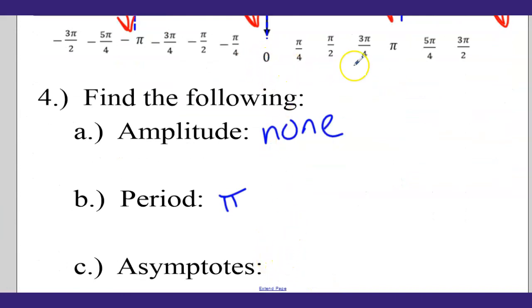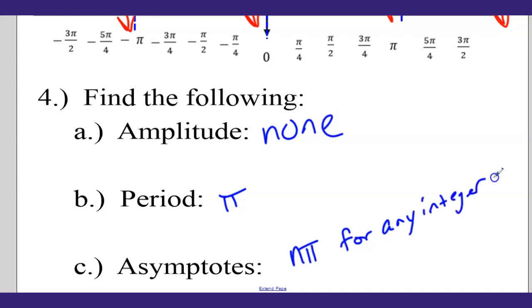Because this right here, 0 is at 1 pi, is at negative 1 pi, it would be 1 and 2 pi. So n pi for any integer n will define where the asymptotes are for this graph.